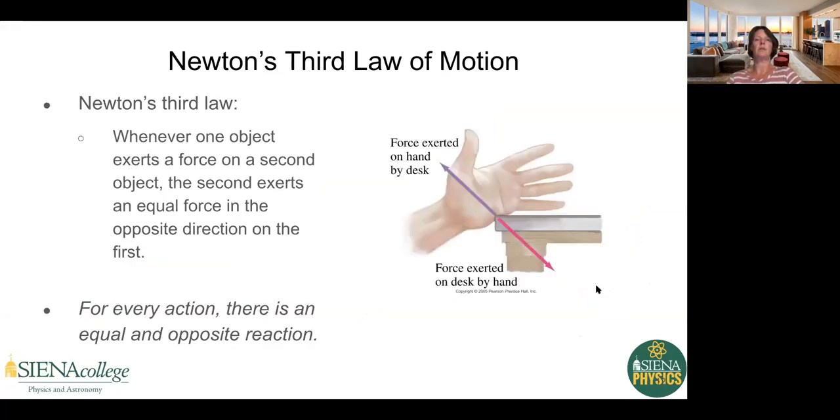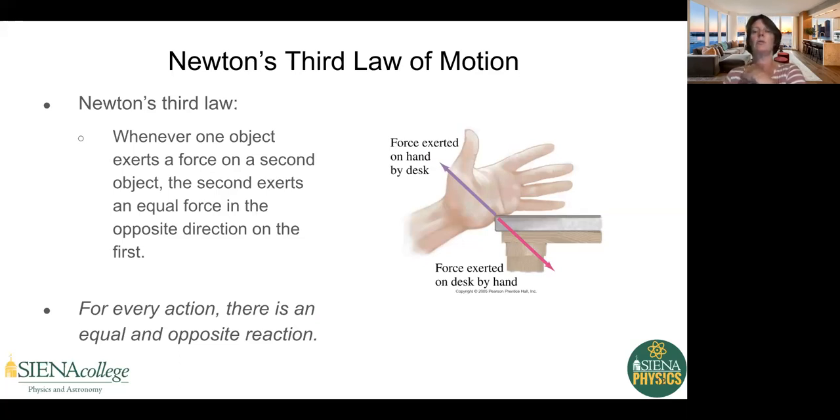We can talk about Newton's third law of motion. We talked about that a little bit when we talked about interaction diagrams. And we also have a nice picture here that illustrates it quite well. Whenever one object exerts a force on a second object, the second object exerts an equal force in the opposite direction on the first. We could also say that for every action, there is an equal and opposite reaction.